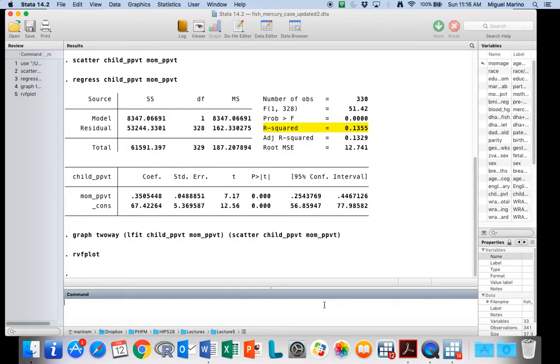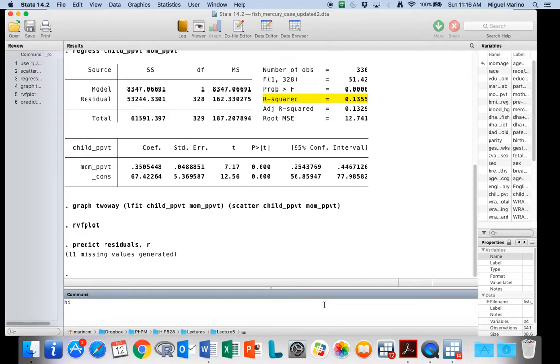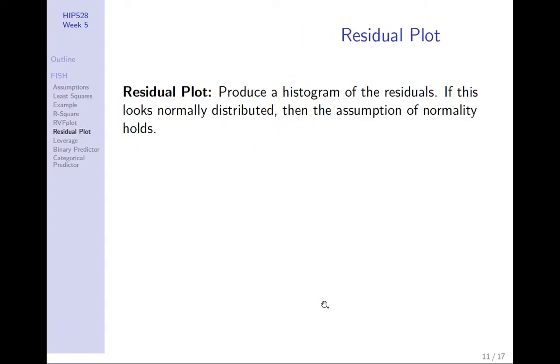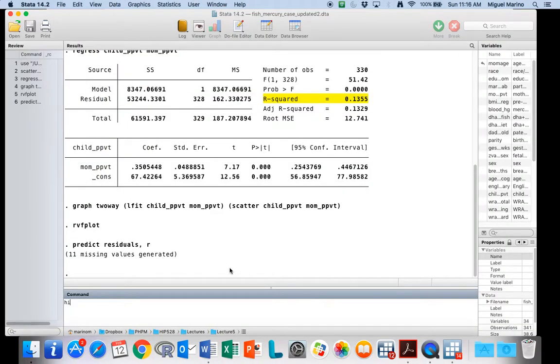And then we also said predict residuals. So that's for this next part: produce a histogram of the residuals. If they look normally distributed, then the assumption of normality holds. We said we could do that with the predict command. You use whatever variable name you want to call it, comma r, and then you can do a histogram of the residuals with the normal curve.